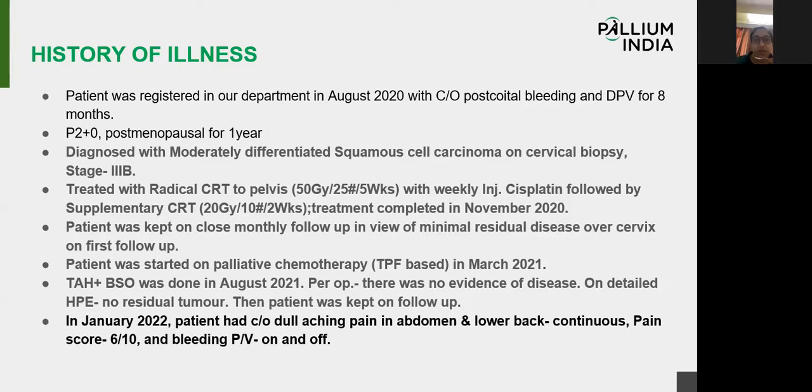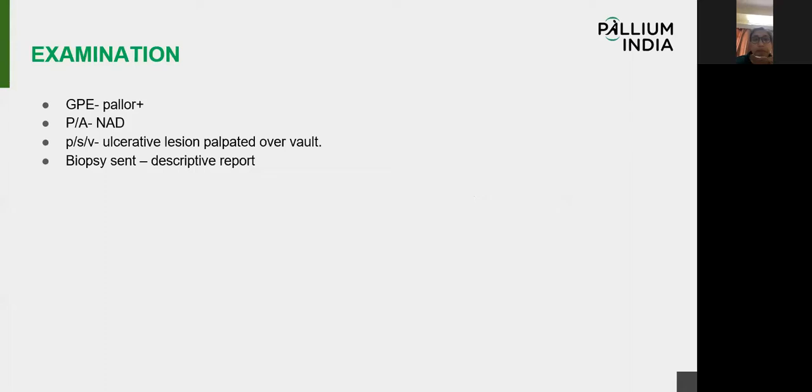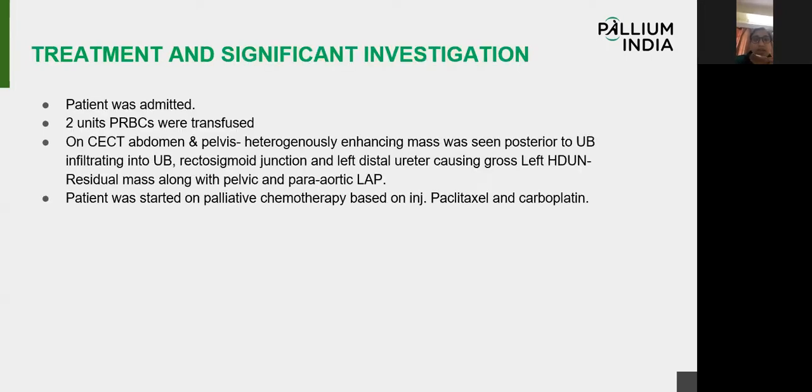In January 2022, the patient complained of dull aching pain in abdomen and lower back, which was continuous, and the pain score was 6. There was a history of bleeding per vagina, which was on and off. On examination, pallor was present. Per abdomen was NAD, and on PS/PV examination, an ulcerative lesion was palpated over the vault. Biopsy was sent, which came out to be descriptive. The patient was admitted and 2 units PRBCs were transfused.